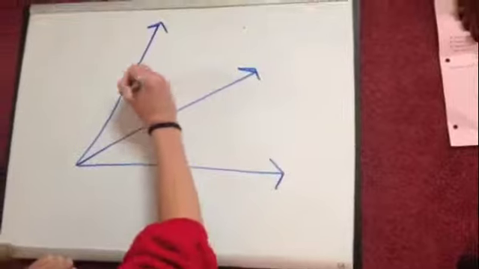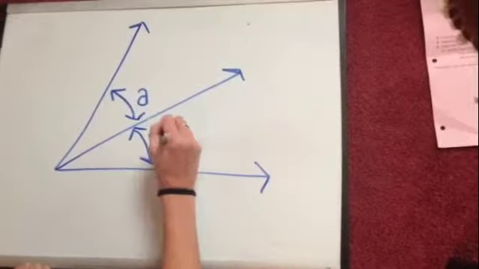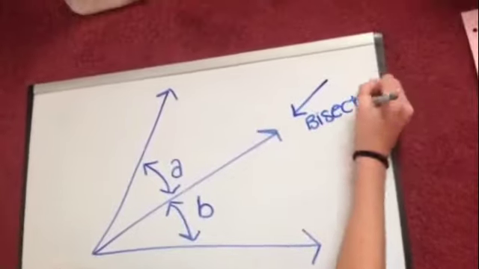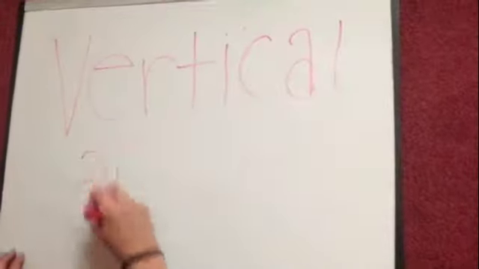An angle bisector is a line that splits an angle into two equal angles. Vertical angles are each of the pairs of opposite angles made by two intersecting lines.